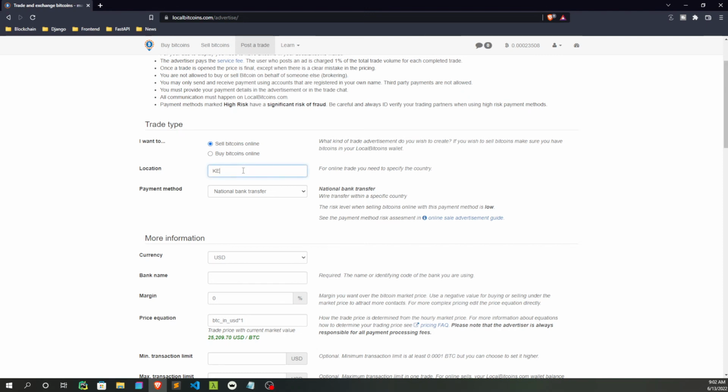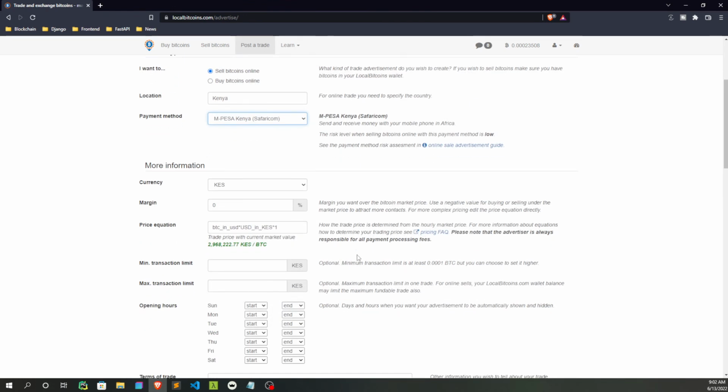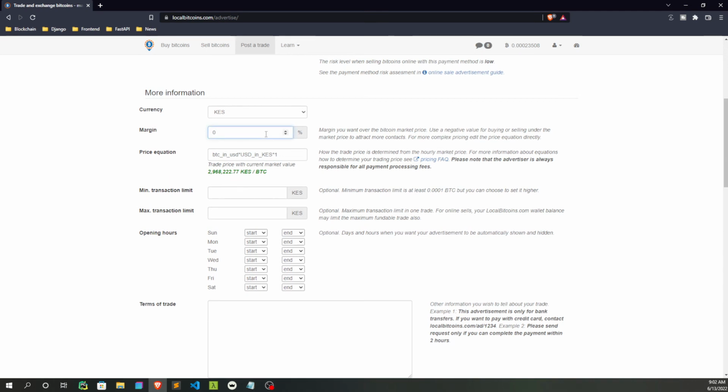We are selling in Kenya. We want to receive payment through M-Pesa. Here you can set your own price margin. For example, if you want 5% profit, that is 5% above the market. You can set it here. The other thing you can do is that you can actually just set the price as you want. Maybe if you want to sell it for 4 million, you just set it like that, 4 million.